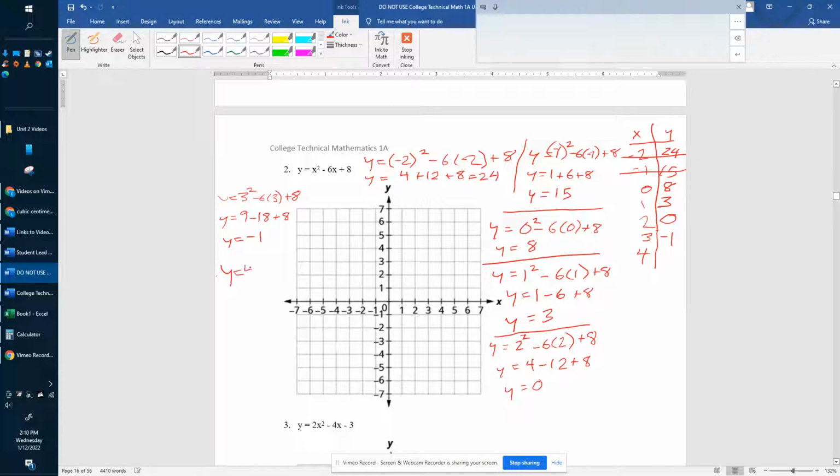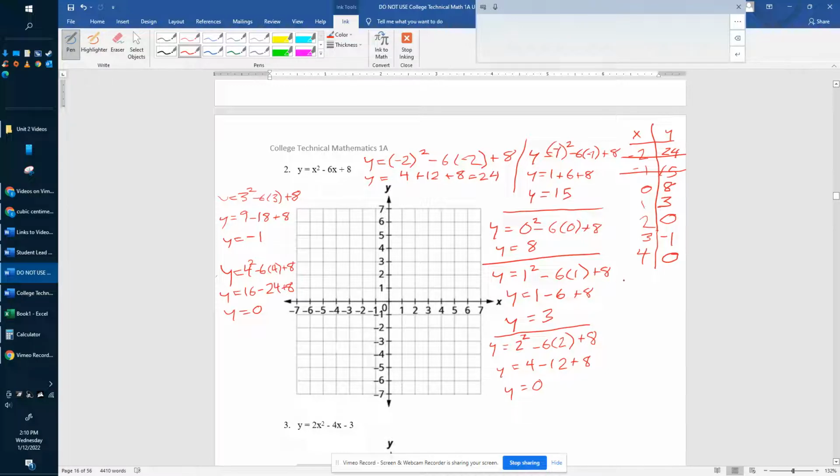Y equals 4 squared minus 6 times 4 plus 8. Y equals 16 minus 6 times 4 is 24 plus 8. 8 plus 16 is 24 minus 24. We get y equals 0. So we can kind of see a pattern here. We have a -1 that's surrounded by 2 zeros.